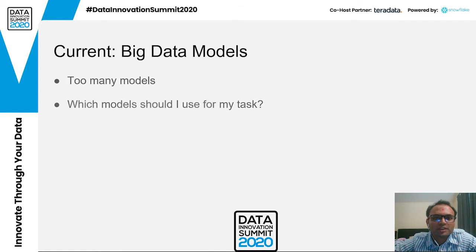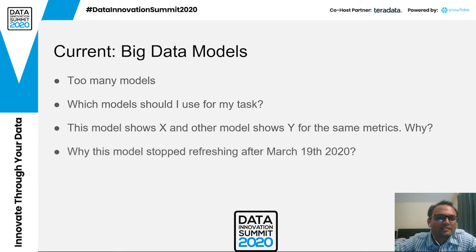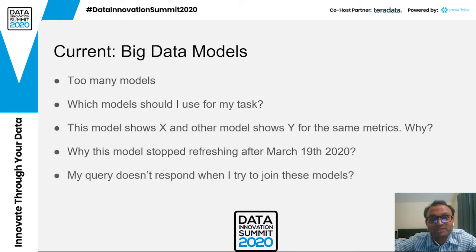Which model should I use for my task? Why does this model show X and that model shows Y for the same metric? Why did this model stop refreshing after March 19th, 2020? Is it related to the lockdown? My query doesn't respond when I try to join these models. These are some of the key pain points when we look at big data models in today's time.